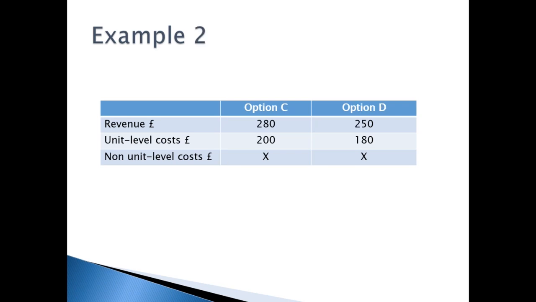Now, this example is more difficult, okay, because it's not just the unit level costs that change here, it's also the revenue. So minimising the unit level costs may not answer my question. So what we do here is we work out the contribution. So option C, 280 minus 200 is 80. Option D, 250 minus 180 is 70. So option C gives us the bigger contribution, which is what we want. So notice that's not the one with the smaller unit level costs.